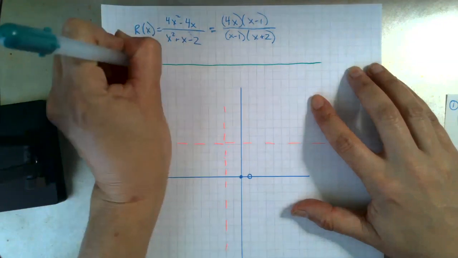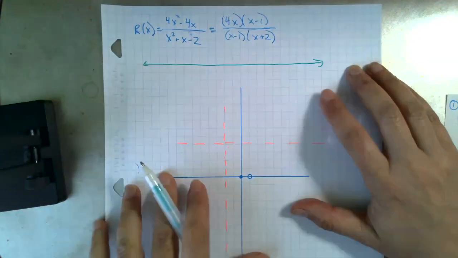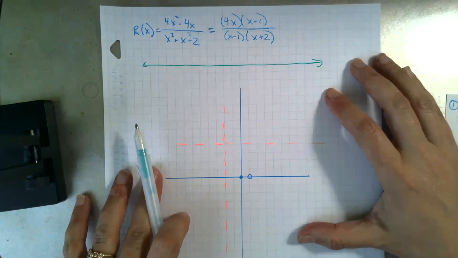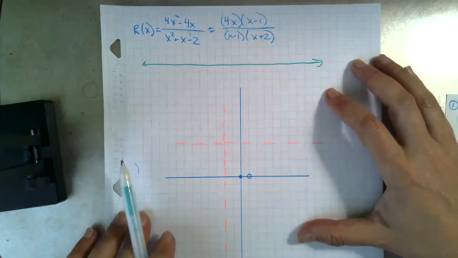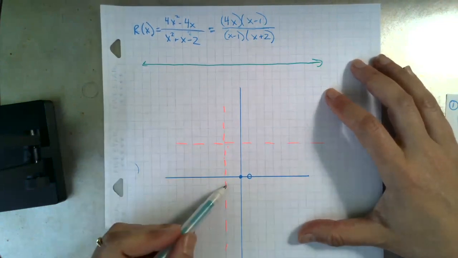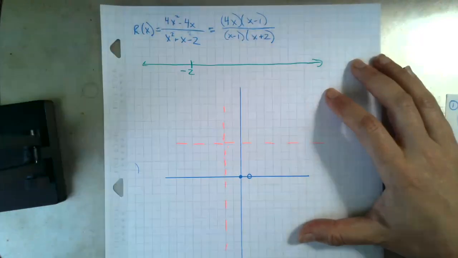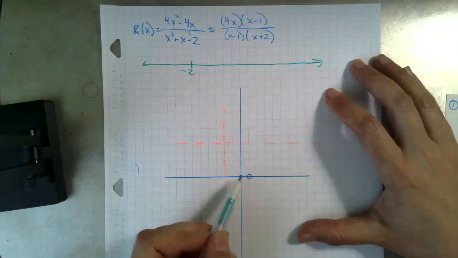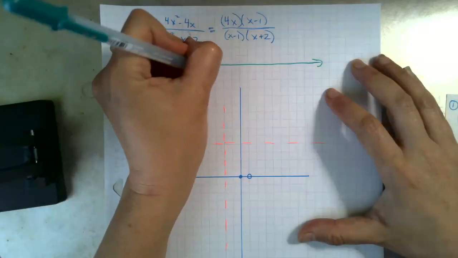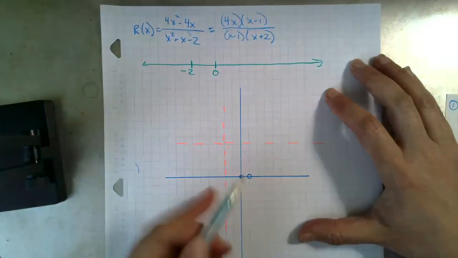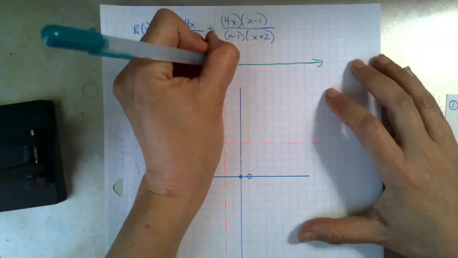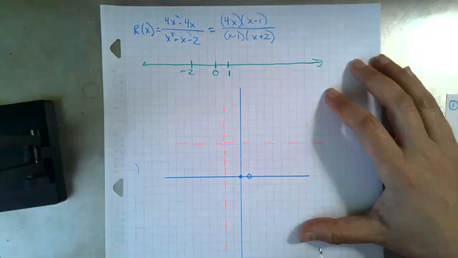All right, I'm making my sign. I'm putting in all of my points. So I've got my asymptote over here at -2. I've got an intercept at 0. I have a hole at 1, and I need to figure out where that hole is exactly.